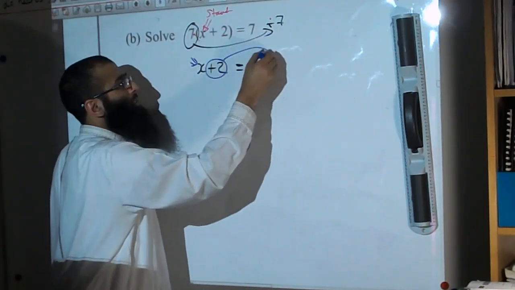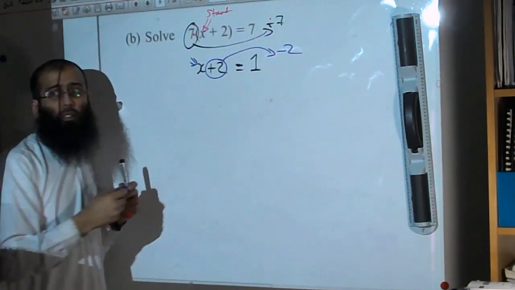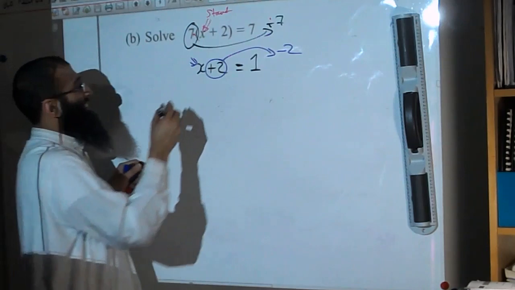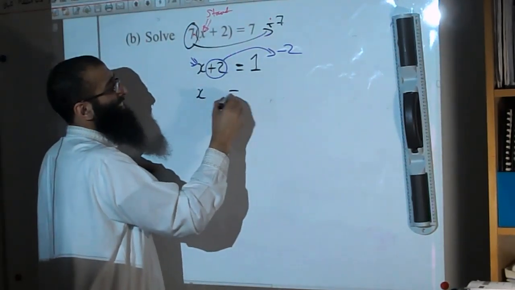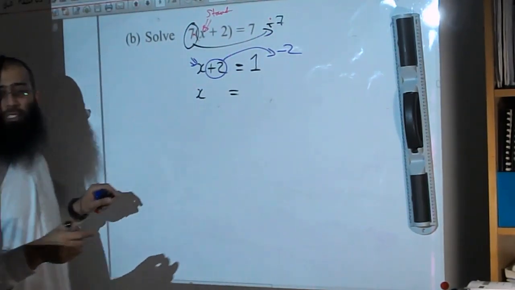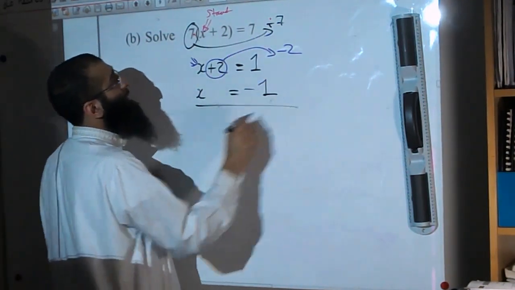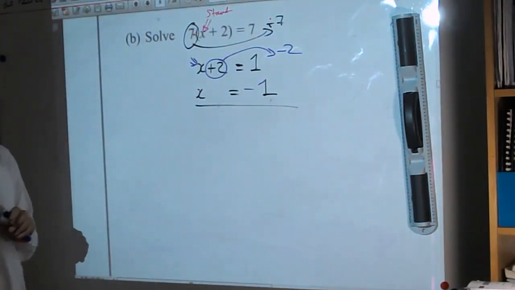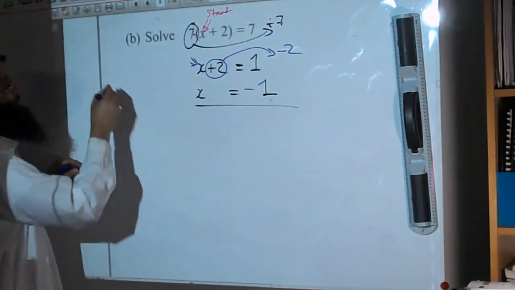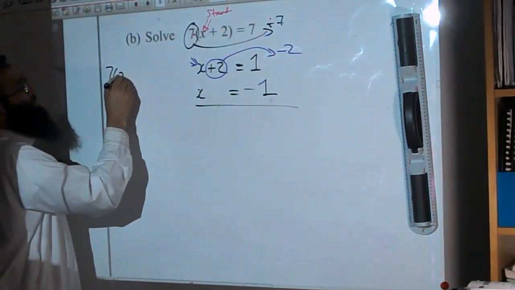So opposite of add 2 is? Minus 2. Excellent answer. Beautiful. So 1 minus 2 will give us an answer of? Minus 1. And that question is done. I'm doing it the way that is best. Let's just show you the other way as well.